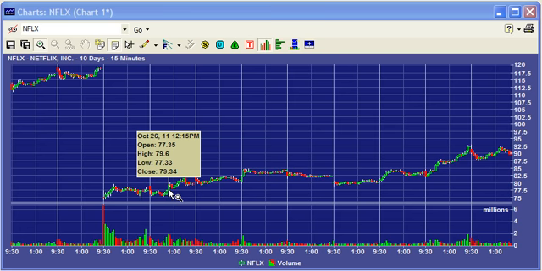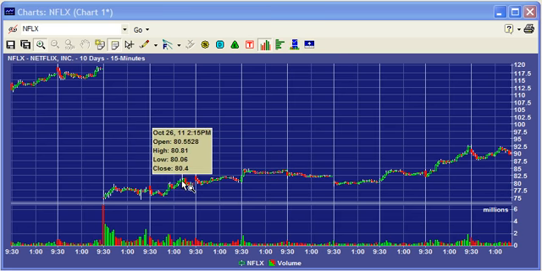Okay, now if you have a margin account and you make the same trade, as soon as you're done with that trade, that margin or that cash that you used is available for you to trade, because now you're basically playing on margin. Okay?